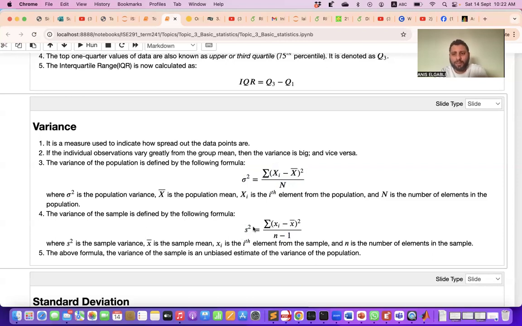Unbiased estimate means the expected value of this, because as I said, this is a random variable. So if you sample again and again, you are producing different values. But as the number of samples goes to infinity, the expected value of this, or the average over the values you produce for this, converges to the actual value of the variance. The expected value of this is equal to this.